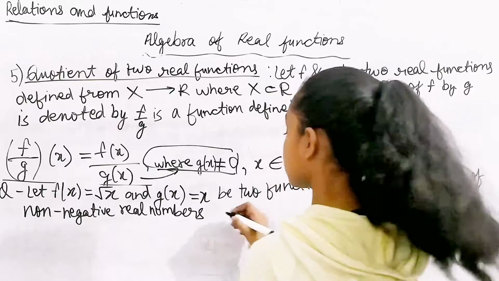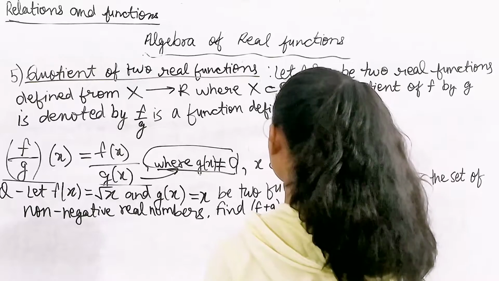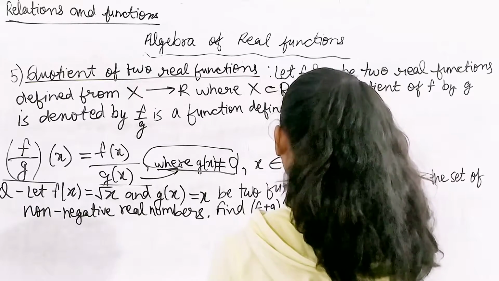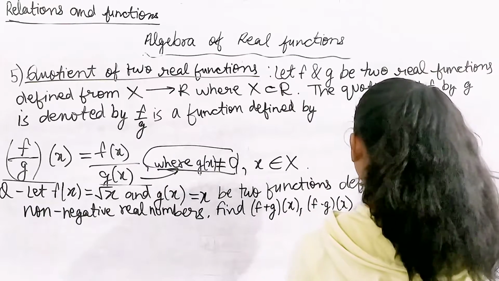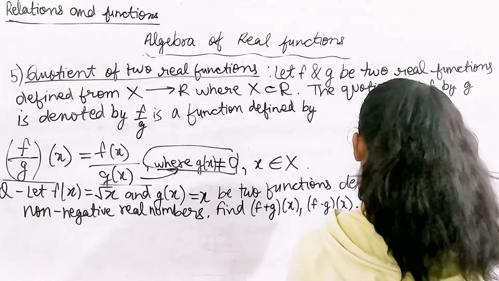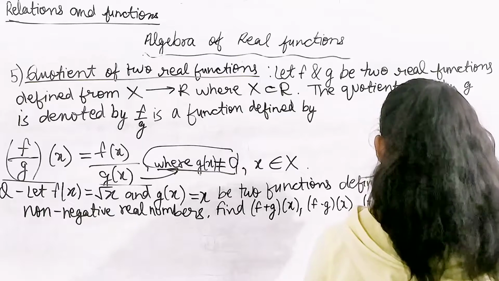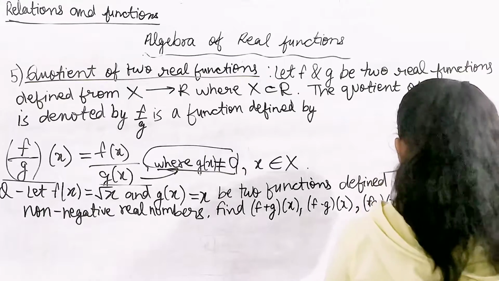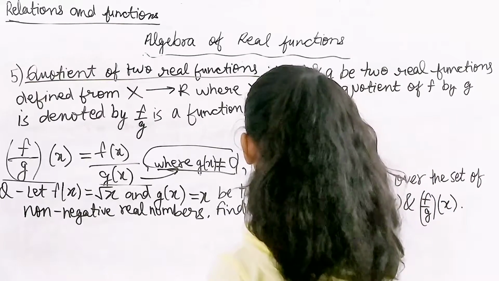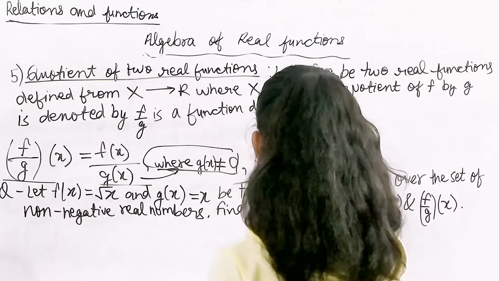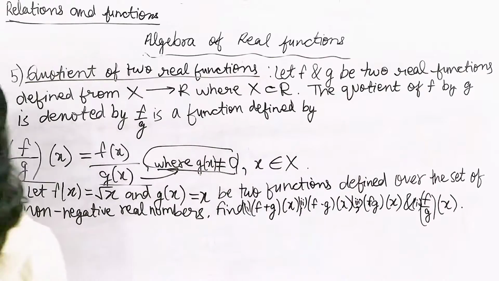Non-negative real numbers. So what do we have to find? We have to find f plus g of x, f minus g of x, f times g of x, and the final one, f upon g of x. So we have to find four things. This is the first part, this is the second part, this is the third part, and this is the last, fourth part. Okay, let's solve the first part.